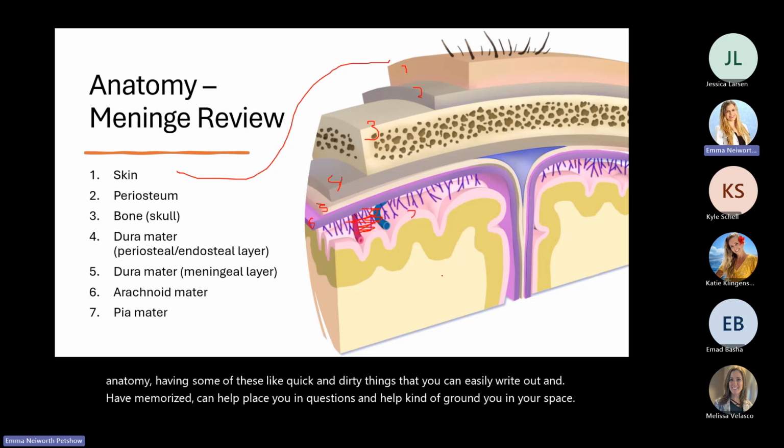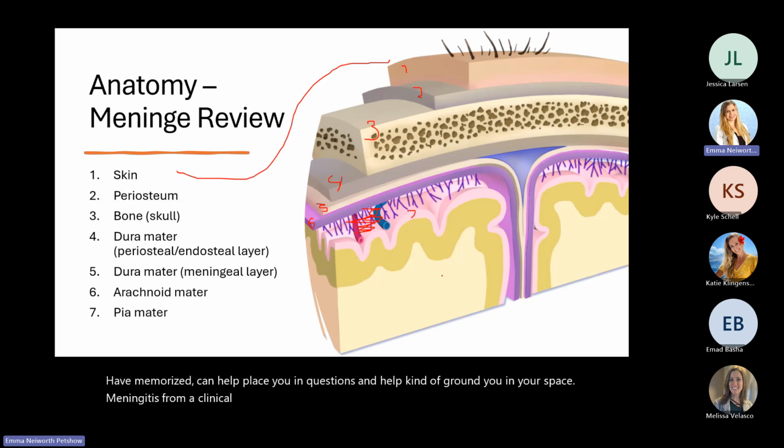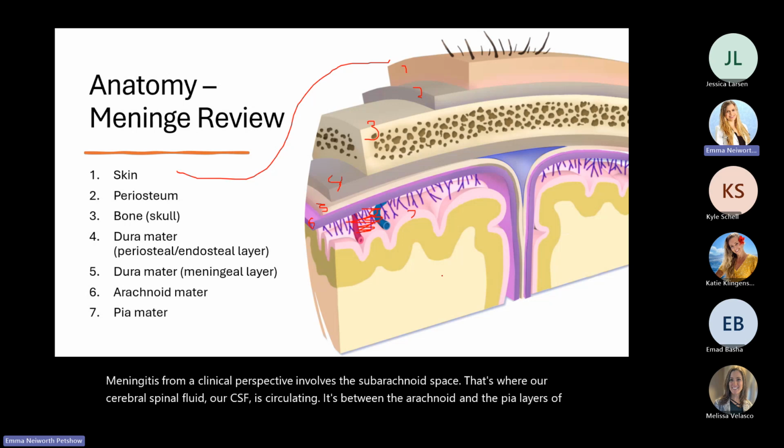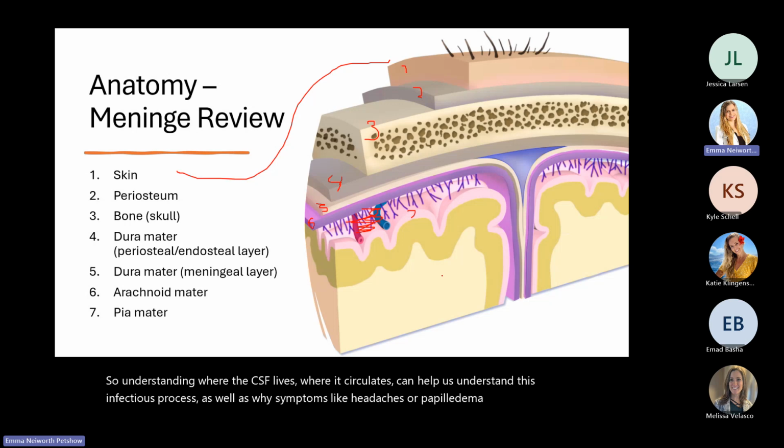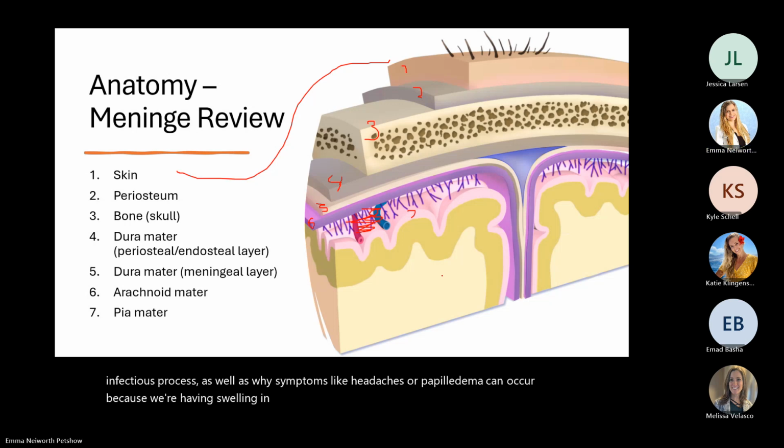Meningitis from a clinical perspective involves the subarachnoid space. That's where our cerebrospinal fluid, our CSF, is circulating. It's between the arachnoid and the pia layers of our meninges. That's why a lumbar puncture samples CSF from that compartment. So understanding where the CSF lives and where it circulates can help us understand this infectious process, as well as why symptoms like headaches or papilledema can occur, because we're having swelling in this meningeal layer.